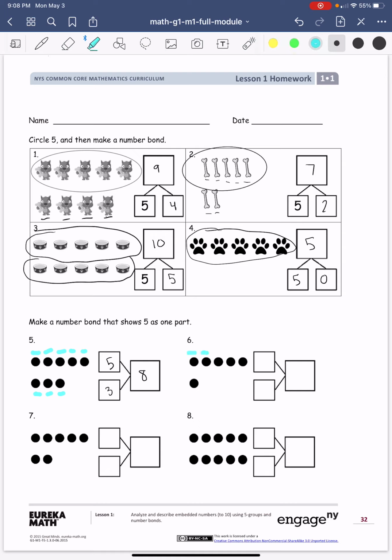Okay, the next problem is, let me get out my highlighter. 1, 2, 3, 4, 5. So we're going to put the 5 right here. And then what's the next one? It's just 1. So 5 plus 1 equals 6. I'm going to have you guys do the next one on your own.